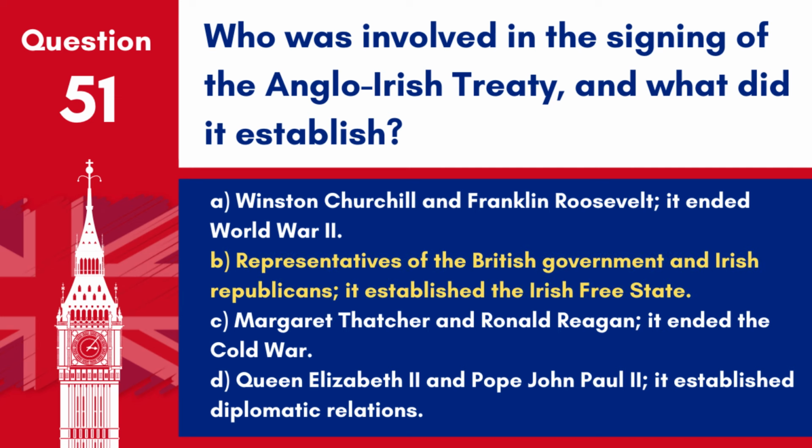Answer: B. Representatives of the British government and Irish Republicans. It established the Irish Free State. The Anglo-Irish Treaty was signed in 1921 by representatives of the British government and Irish Republicans, leading to the end of the Irish War of Independence and the establishment of the Irish Free State, a dominion within the British Empire.